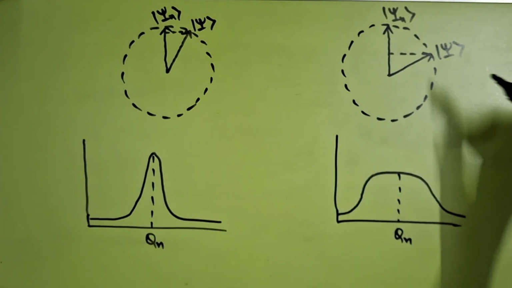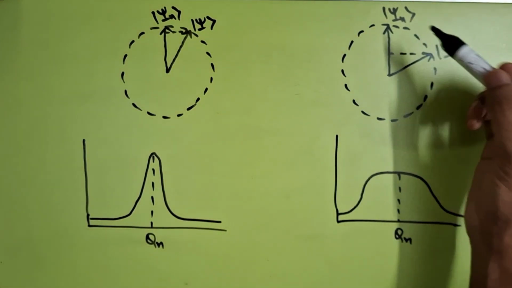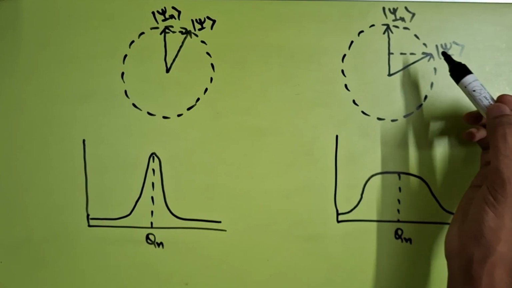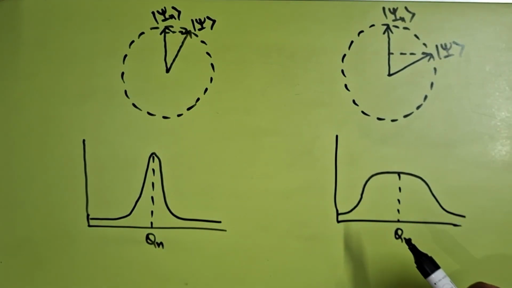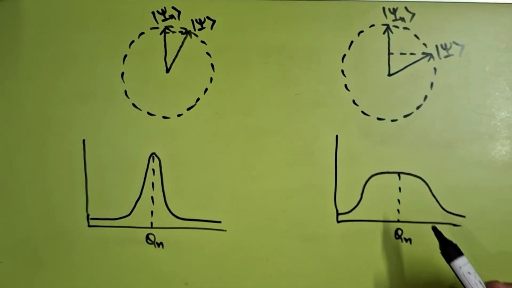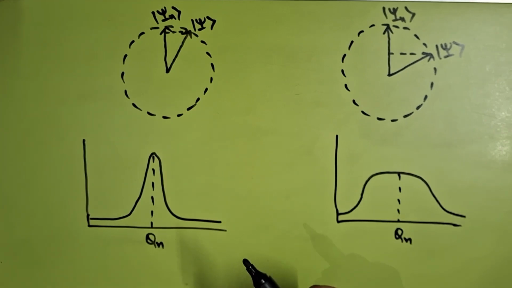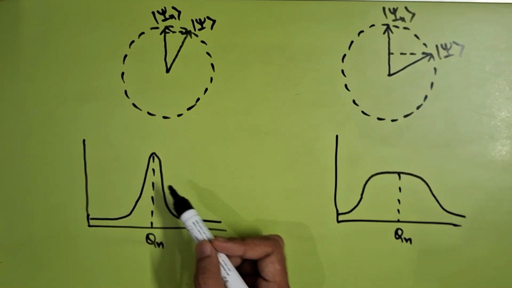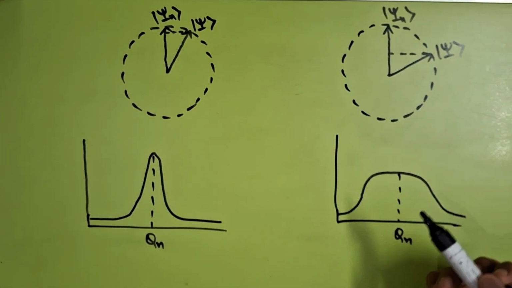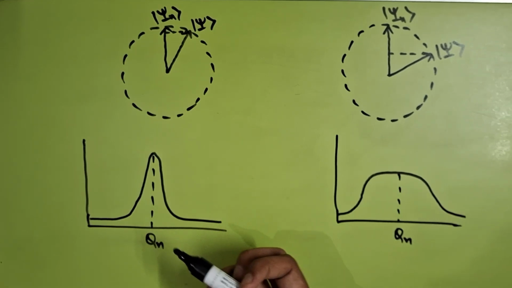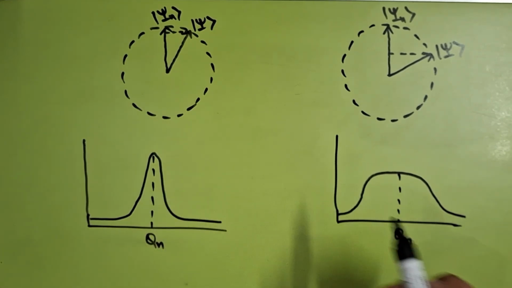On the other hand, if psi is really far from psi n, in that case it would have a small component along psi n and the probability density may look something like this. It is clear that the standard deviation in this curve is much smaller and in this curve it is much larger. However, we have more confidence in our measurement of Qn in this case rather than this case. So in a nutshell, the greater the standard deviation, the more uncertainty there is in the measurement.